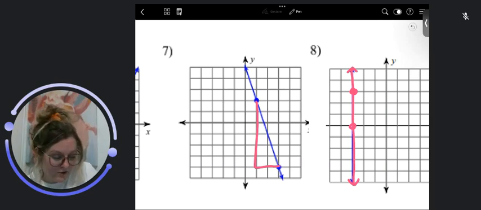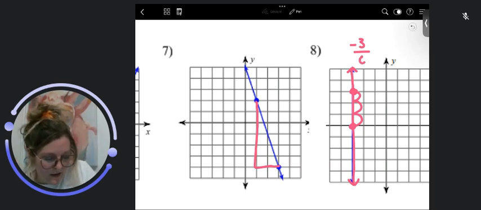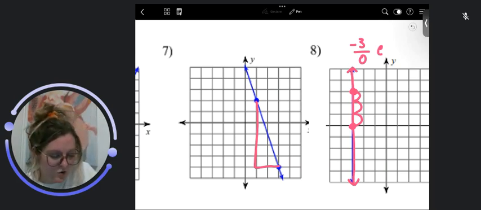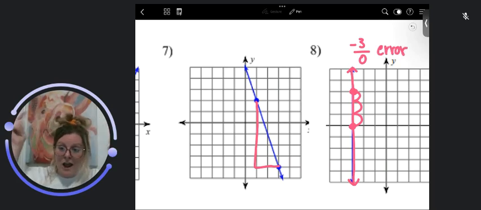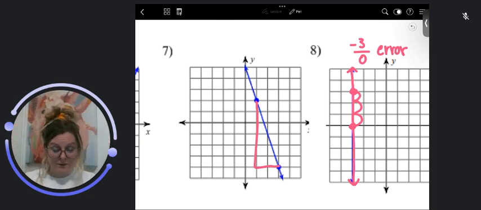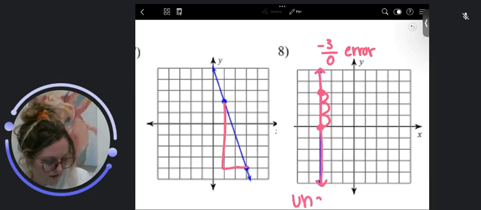Rise. So I'm going to go 1, 2, 3 down. So let's call it -3. And then how far am I going to the left or right? 0. If you put anything divided by 0 in your calculator, you are going to see error, error, error. That is because we cannot divide by 0, and we are instead going to write undefined.